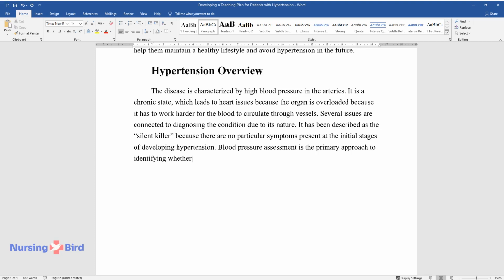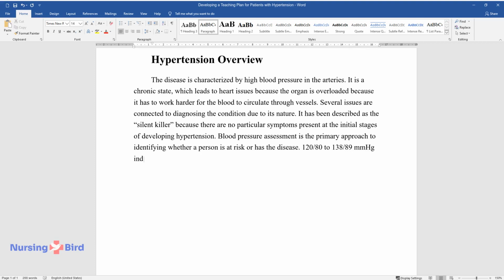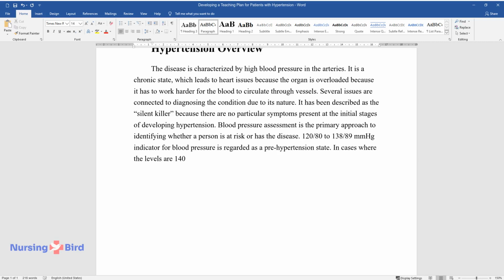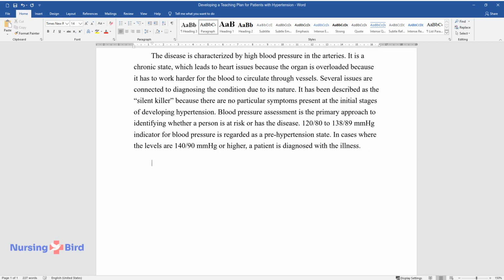120/80 to 138/89 mm of mercury indicator for blood pressure is regarded as a prehypertension state. In cases where the levels are 140/90 mm of mercury or higher, a patient is diagnosed with the illness.